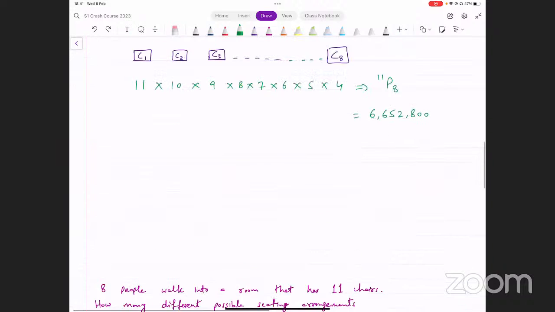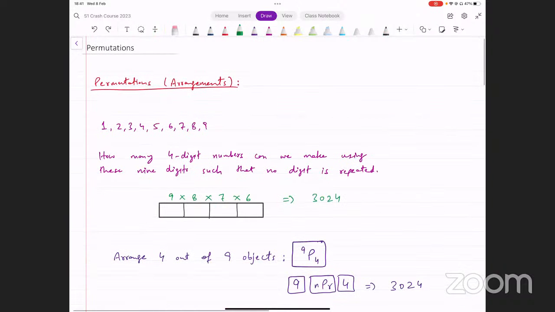So this is what you need to know about permutations. Now, I hope that makes sense. If you have any quick questions, let me know. Otherwise, I'm going to move on to combinations now.